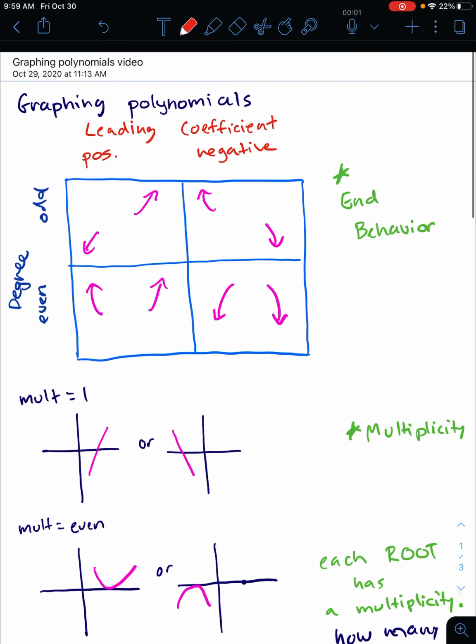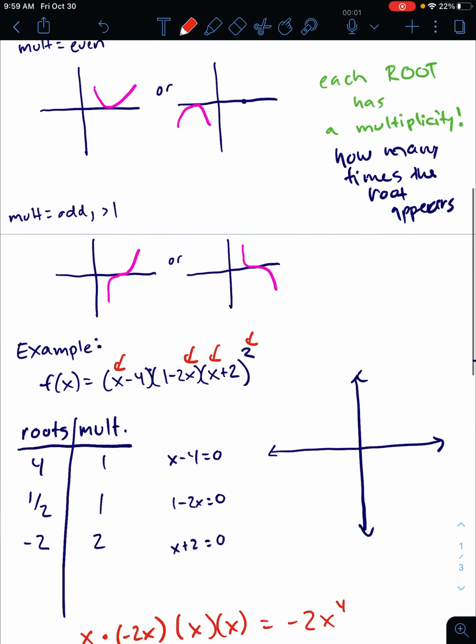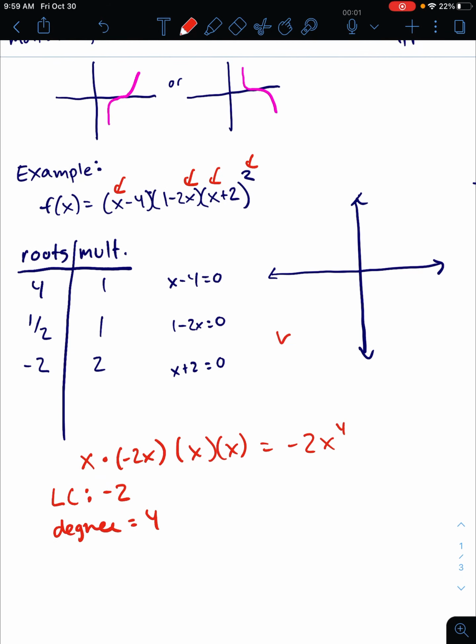Let's see what my arrows are going to look like. I have a negative leading coefficient and an even degree, so I'm here. My arrows should be going down. And where are my roots? They're at 4, 1/2 and -2. Make sure you label these. Okay, then I'm just going to start drawing.